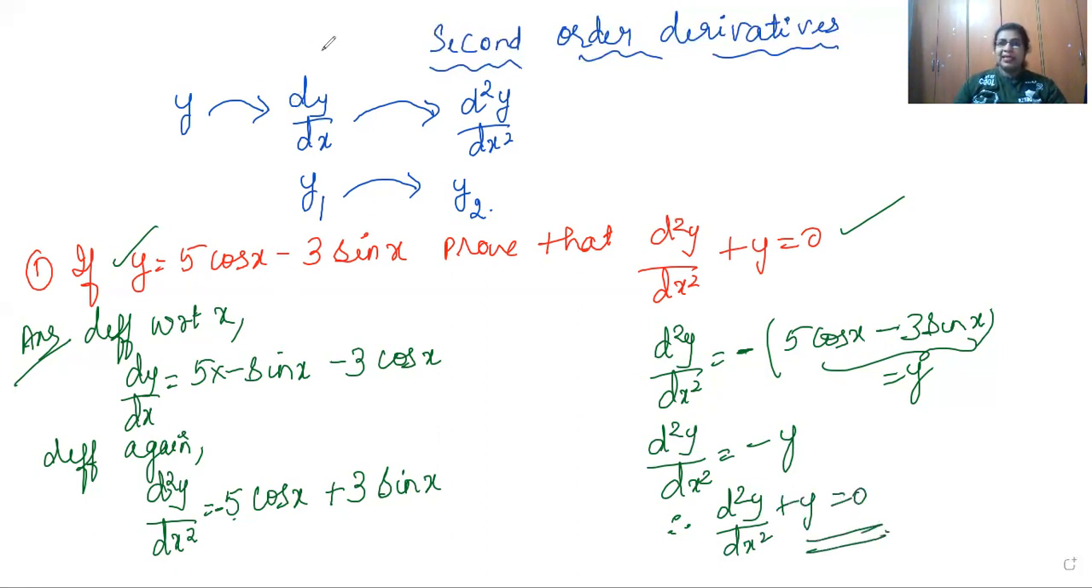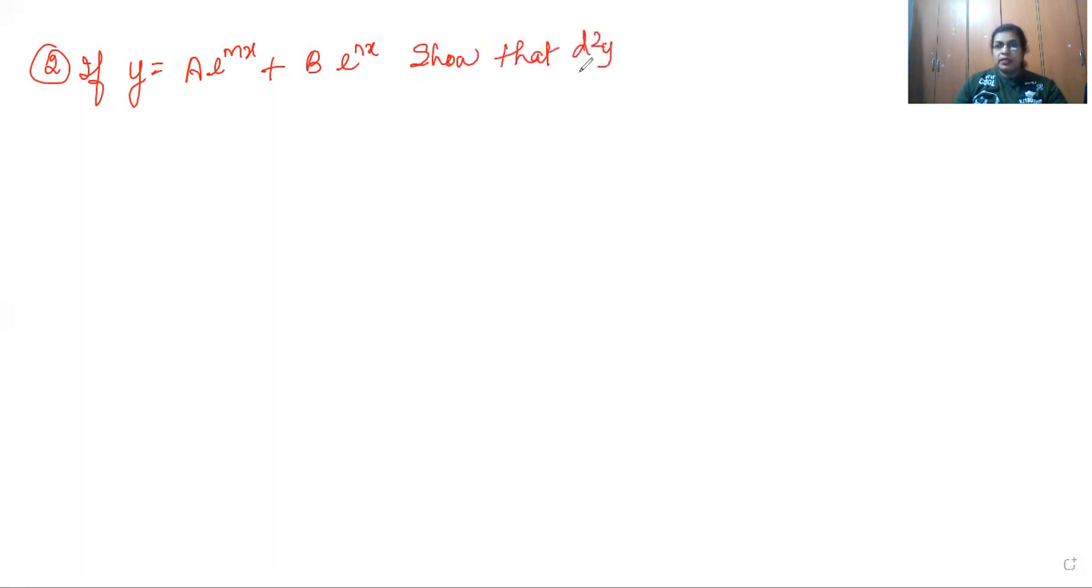Hope this idea is clear. Yes, let's move on to the next question. Question number 2. If y is equal to a e to the power mx plus b e to the power nx. Remember, the second order derivative is an important question for 5 marks. Show that d square y by dx square minus m plus n into dy by dx plus mn into y is equal to 0. So they have told us you have to prove that is equal to 0.